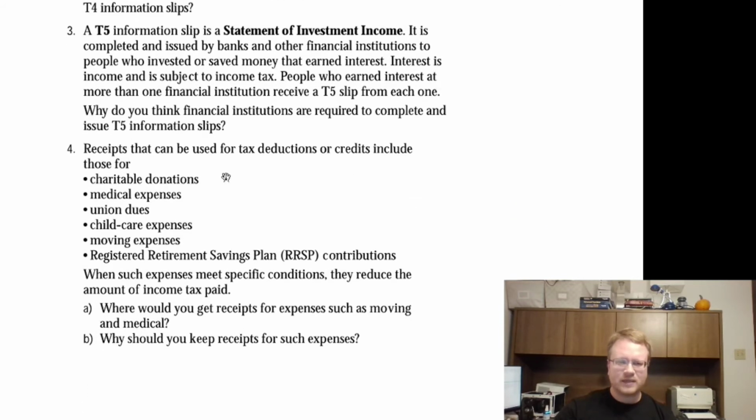Finally, those receipts that can be used for tax deductions or credits, and I'll talk later about the difference between a tax deduction and a tax credit. That includes proof of how much money you've given to charity, medical expenses, union dues, childcare expenses, moving expenses, and contributions you've made to a registered retirement savings plan or RRSP.